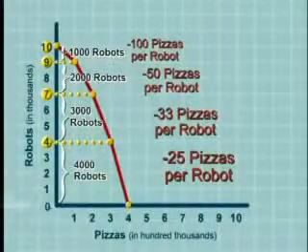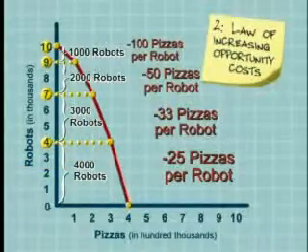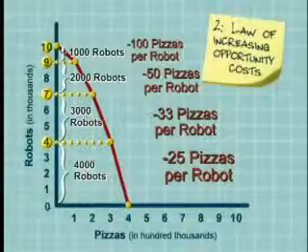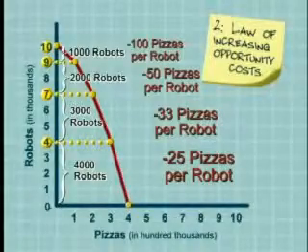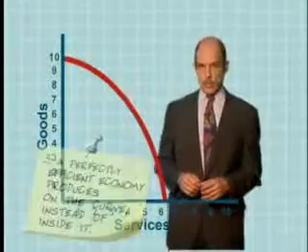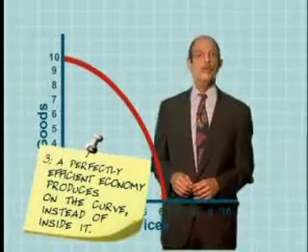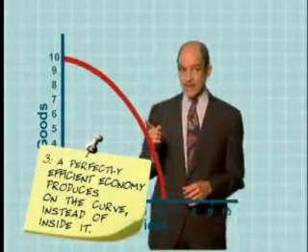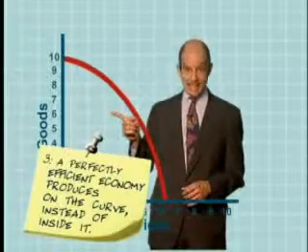Property two of the curve, the law of increasing opportunity costs. The more you want of anything, the more you'll have to give up of other things. There remain two more key points about the curve. Point number 3. An economy is always trying to produce on the curve instead of inside it.